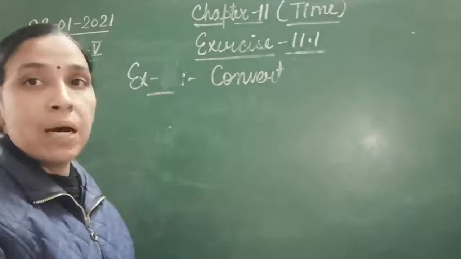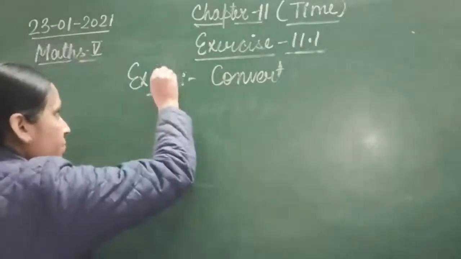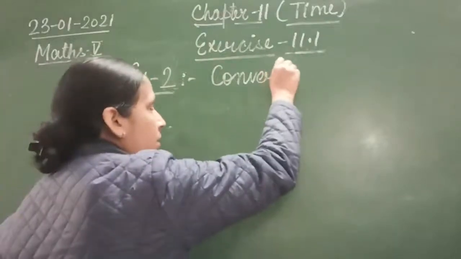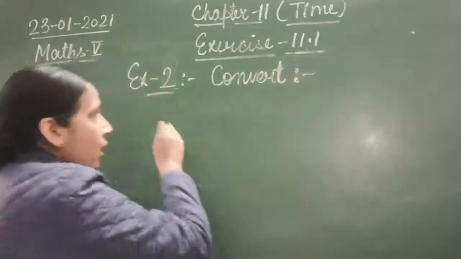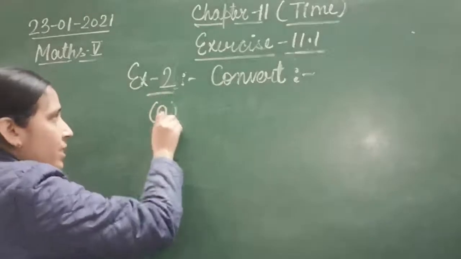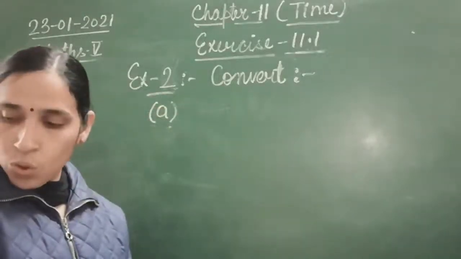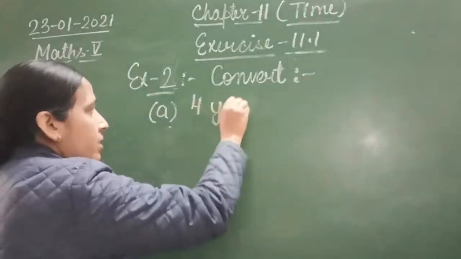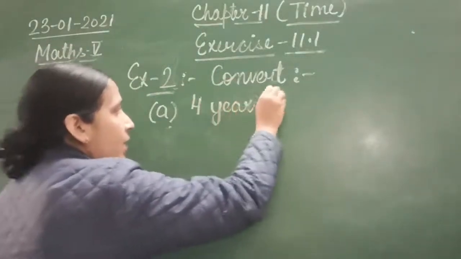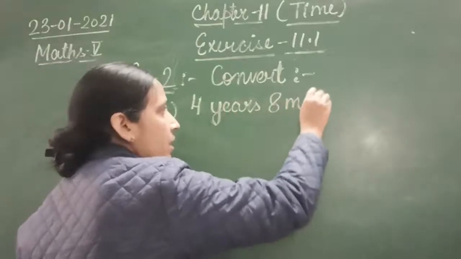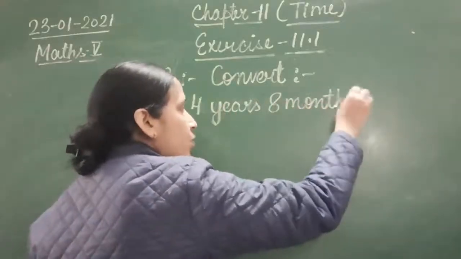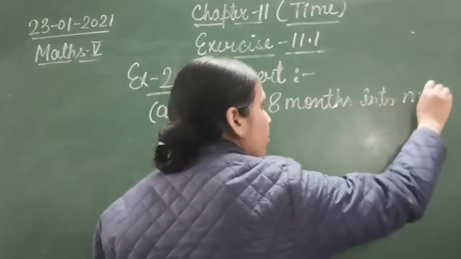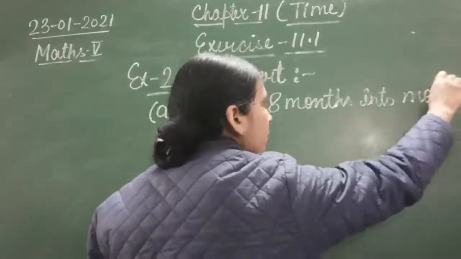Example 2, A part. In A part you will see that 4 years 8 months is supposed to be changed into months.